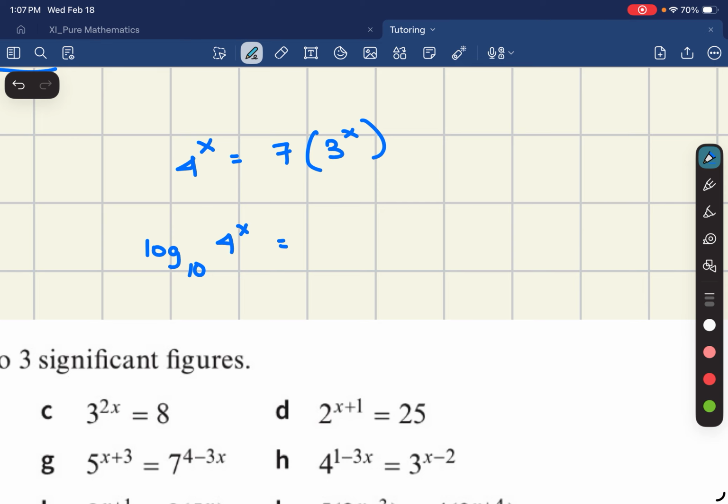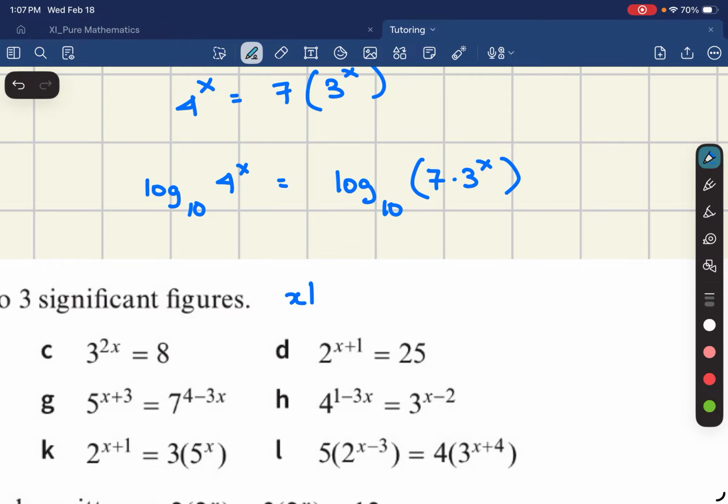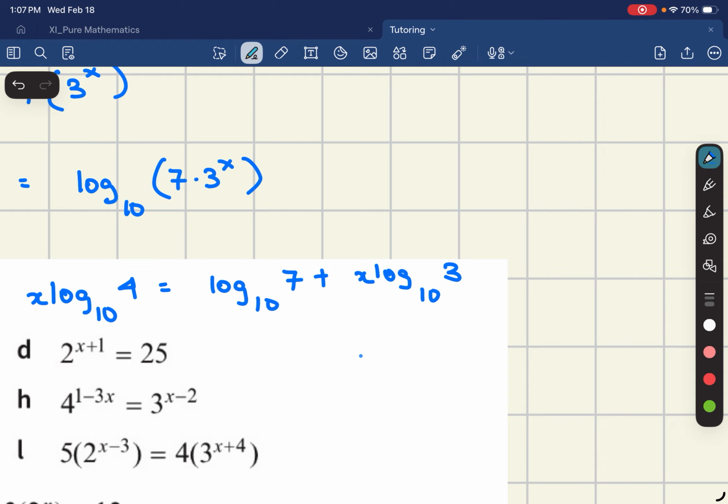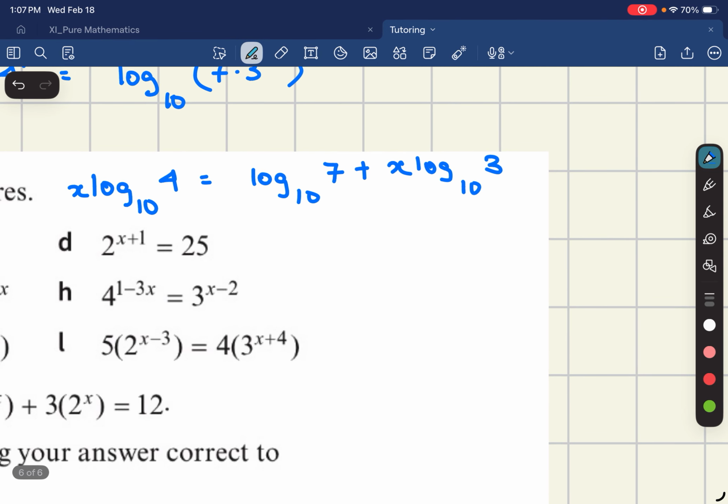But basically I'm using base 10 because it's easy to use on your calculator here. So log base 10 of 4^x is going to be equal to log base 10 of 7 times 3 to the power x. And I know that my left-hand side is just x log base 10 4, the power comes to the front, is equal to log base 10 7 plus x log base 10 3. Basically, I'm using the multiplication rule to separate it out like this, and then I can bring the x to the front. Now I want to put my x on the same side, on the left-hand side.